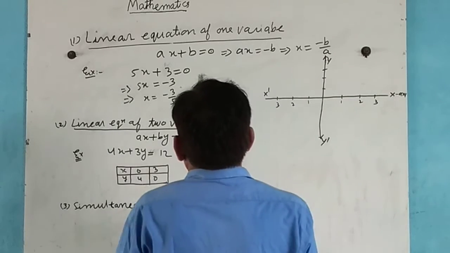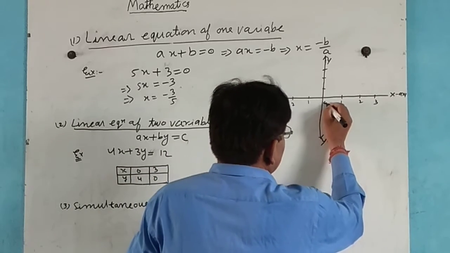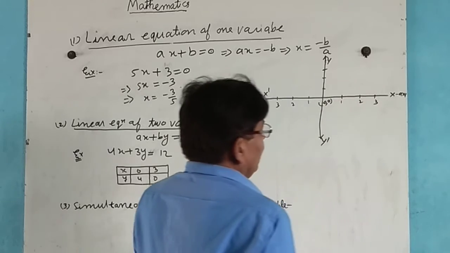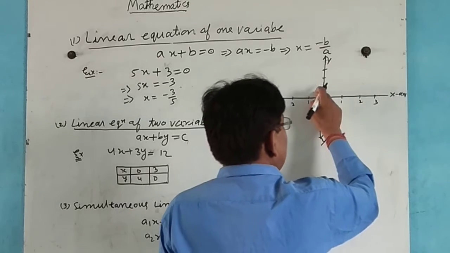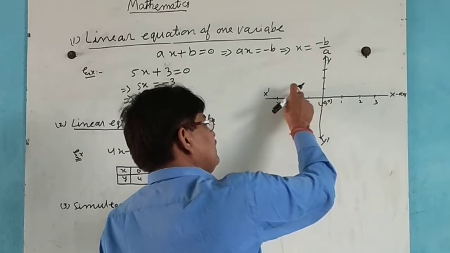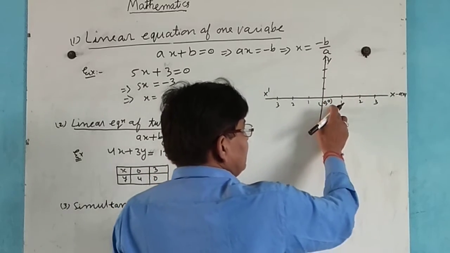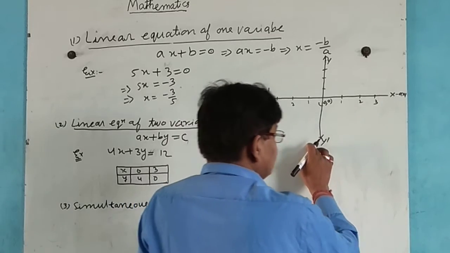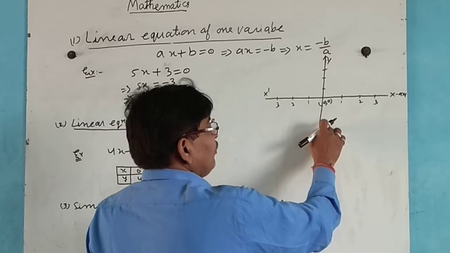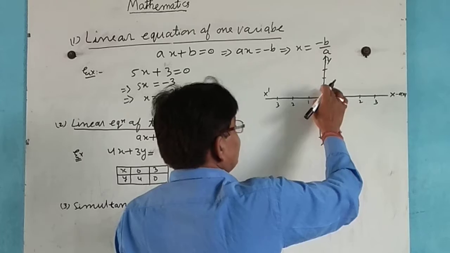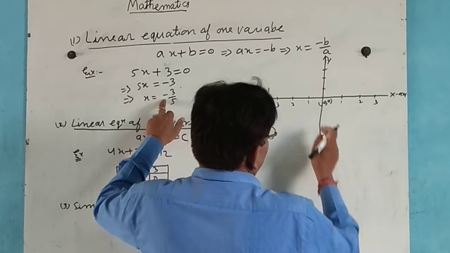Y dash. Here x equal to minus 3 by 2. It is the origin. Its coordinate is 0, 0. And if you move here, that is positive on the x-axis. This is negative on the x-axis. This is positive on the y-axis, and this is negative on the y-axis. Now x is equal to minus 3 by 5.